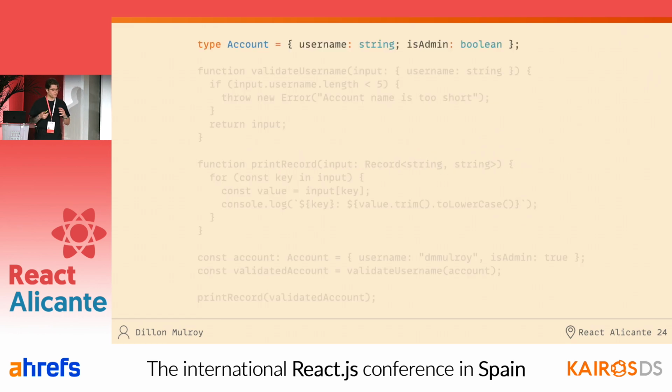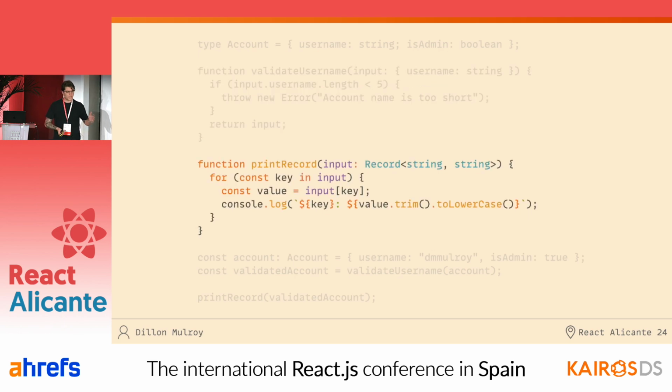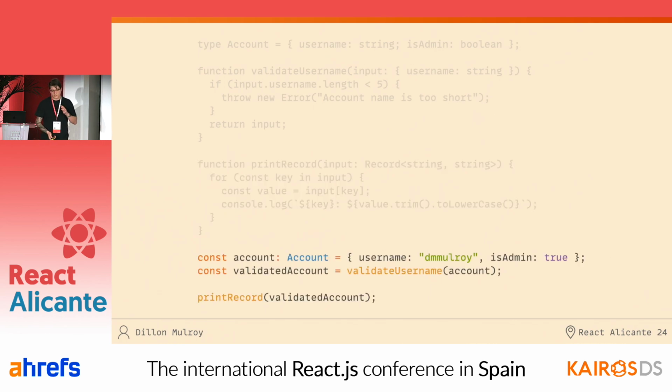Let's say we just have some basic app. We have an account, it has a username string on it, maybe an isAdmin boolean. Somewhere else in our application we have a way to validate that username. It takes in some object that has a username, checks that the length is good, and throws an error if it doesn't. You might imagine we have the always lovely utils folder with a billion files in it. We have a print record function that takes in pretty much any type and helps us print out and see what we're working with. And you can think of this block of code as the main part of our application.